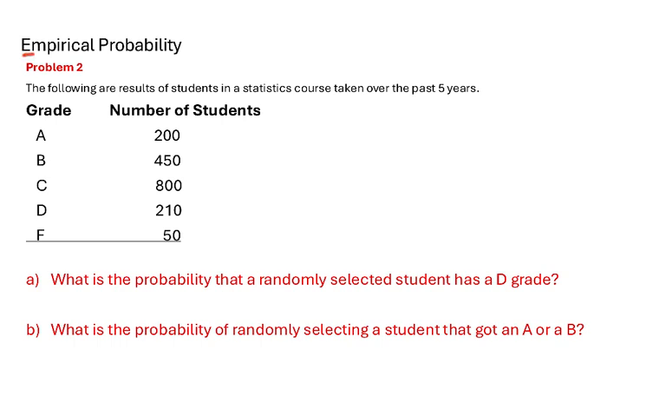Okay, let's look at another example. This one is called empirical probability, and it's a little bit different than rolling a die or picking something out of a basket of items.